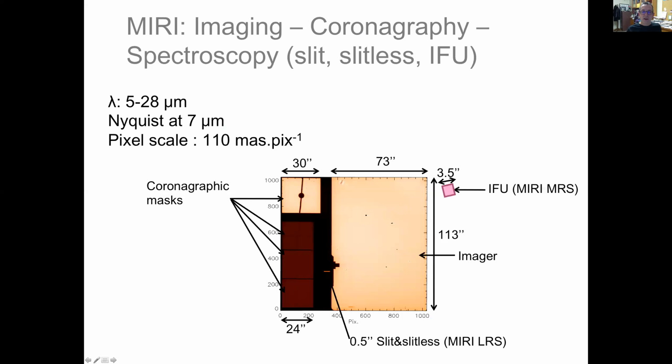I'm not going to go into the details, but all that region here is dedicated to coronagraphy. The wavelength range is complementary to the other instruments, NIRCam and NIRSpec. It goes from 5 to 28 micron. Nyquist sampled at 7 micron with this kind of pixel scale, so 0.1 arcsecond per pixel. And there are also some fixed slits to do spectroscopy, and also a slitless mode.